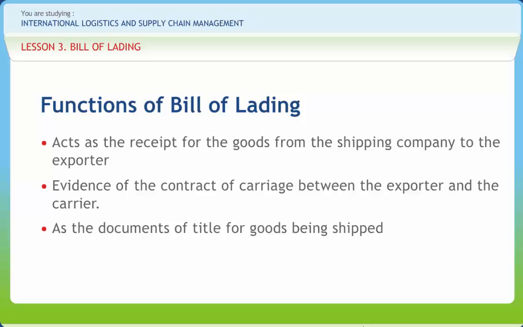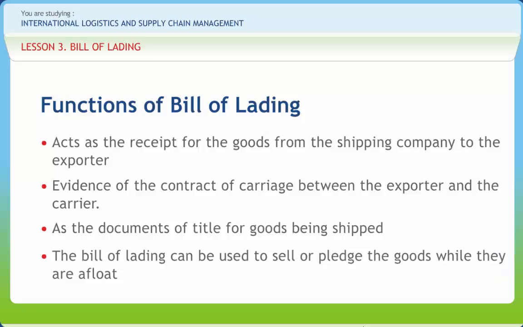It is a quasi-negotiable document. It is usually made out to order of the shipper, and it is transferable by endorsement and delivery. Thus, the bill of lading can be used to sell or pledge the goods while they are afloat. The bill of lading contains the name of the shipping company, the name of the shipper, which is usually the exporter, and a provision to incorporate the name of the consignee.